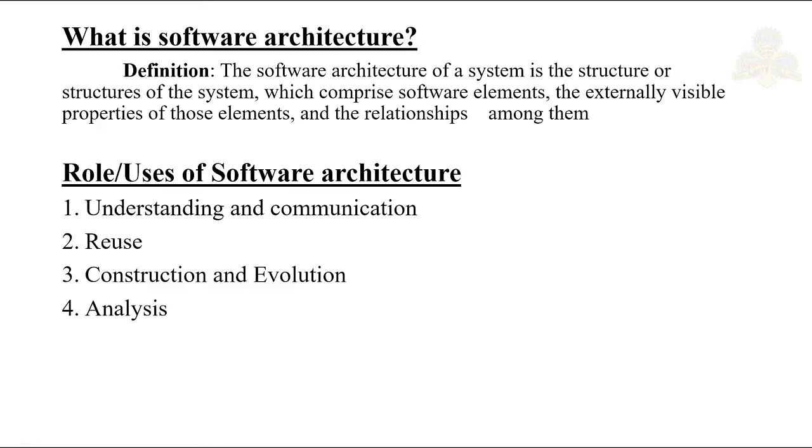Next, we will see the roles or uses of software architecture. There are 4 roles or uses. The first one is understanding and communication. The second one is reuse. The third one is construction and evolution, and the fourth one is analysis. We will discuss these one by one. First, we will see understanding and communication.